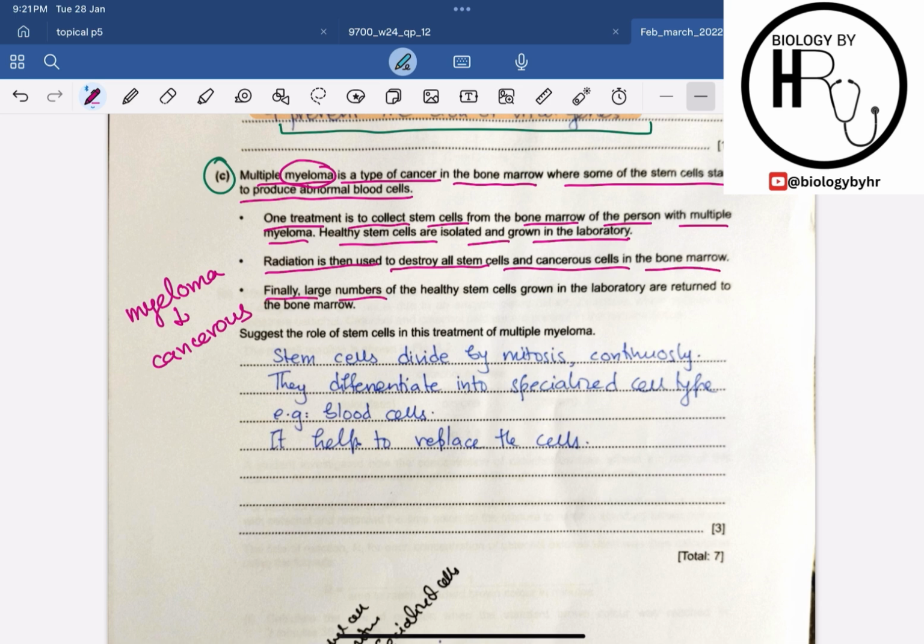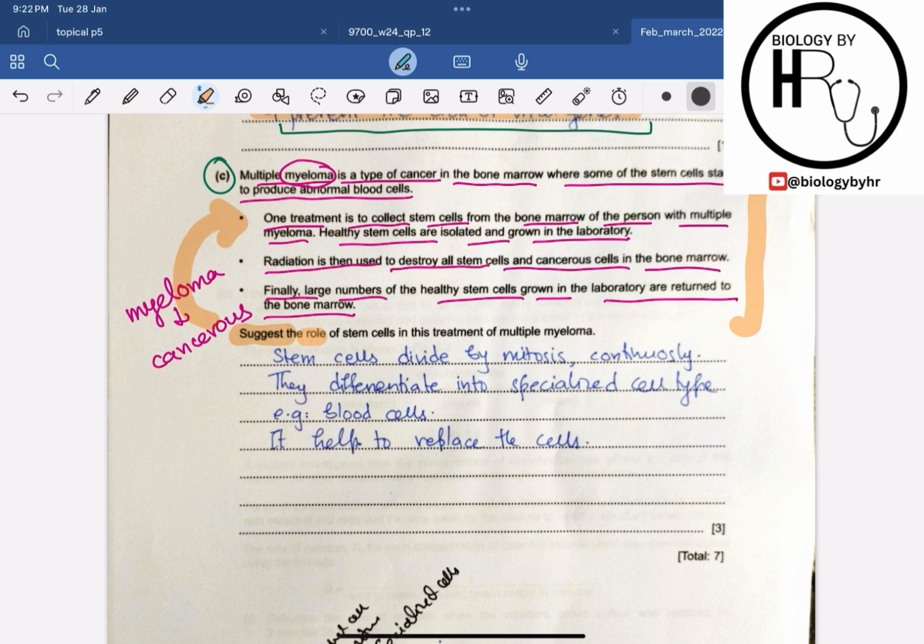Then finally, a large number of healthy stem cells grown in the laboratory are returned to the bone marrow. Now in the question, the whole story they have told is basically to ask you a suggestive question, which separates the student of A star and A. Suggestive questions are the trickiest questions in the AS as well as A2 level papers, and you have to be very attentive while solving them. These suggestions should be based on the above information and your prior knowledge about this topic, right?